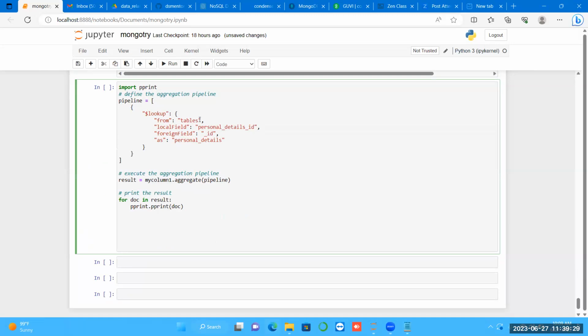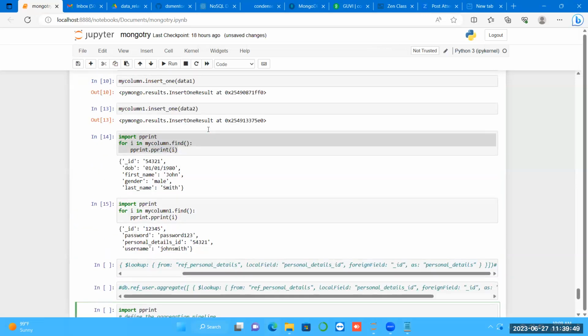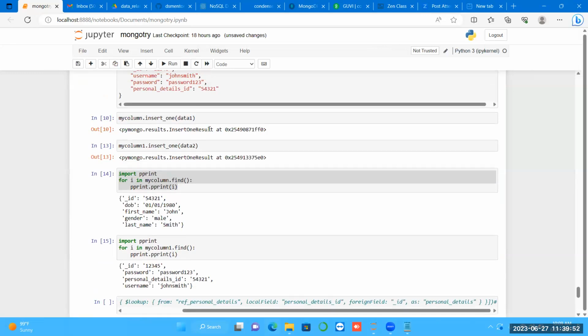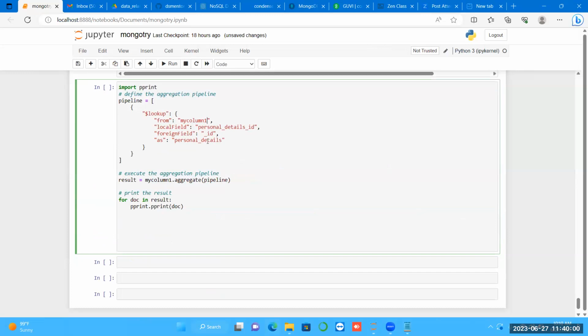The table means that actually inside MongoDB. Okay, sir. But we are not writing all these things in MongoDB, right? We are in Jupyter Notebook. So the personal details table, my column or my column 1? My column 1, personal details. Verify that one. Which of yours contains personal details? My column is having personal details, and my column 1 is having user details.